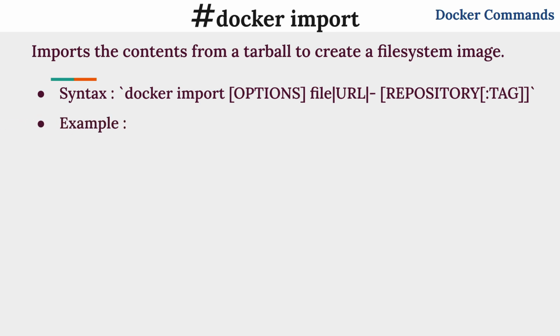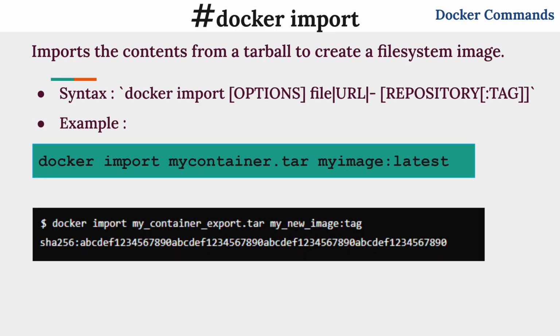The Docker import command is useful for creating Docker images from tar archive files containing image file systems, metadata, and configurations. This capability allows for customization, migration, and distribution of Docker images across different Docker environments. Let's see the next command. Next command is Docker pause.